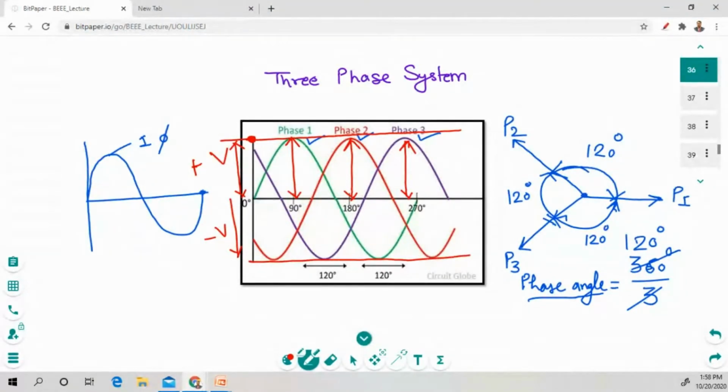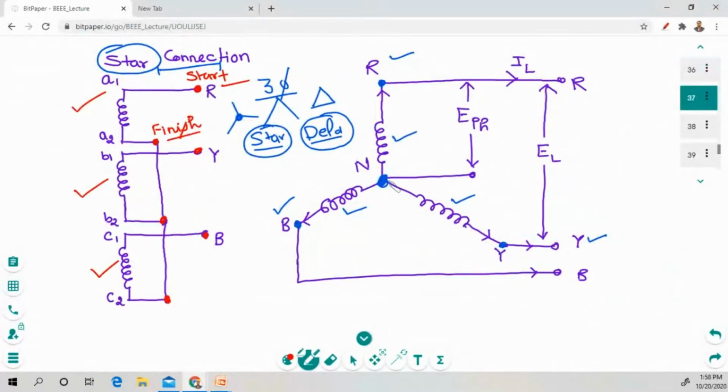Clear? The finish terminal is the neutral point. All the finish terminals are joined together, so they form a neutral point. Clear? The next point is we have to learn what the phase voltage is, what the line voltage is, what the line current is and what the phase current is.